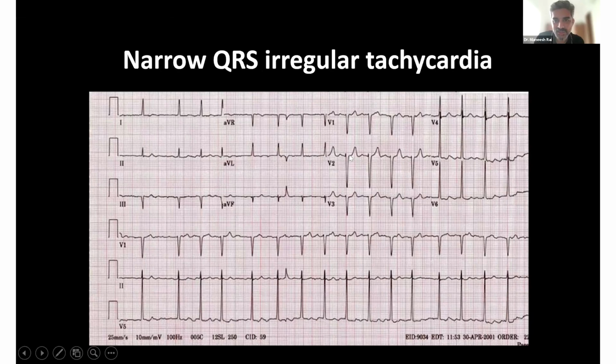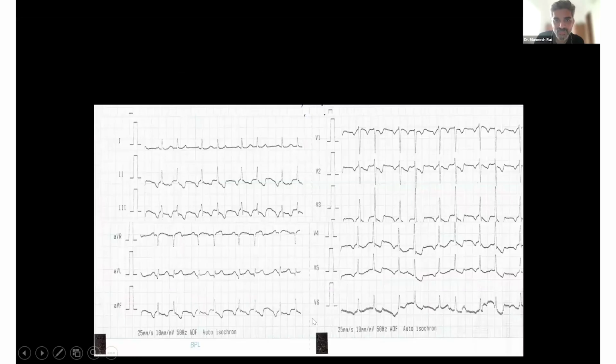This is a narrow QRS tachycardia, and you can see here clearly, it is an irregular tachycardia. So irregular tachycardia clearly says it's an atrial arrhythmia. This is not AV node dependent. Next I would see the P waves. You can see there are no discernible P waves. So this is an atrial fibrillation.